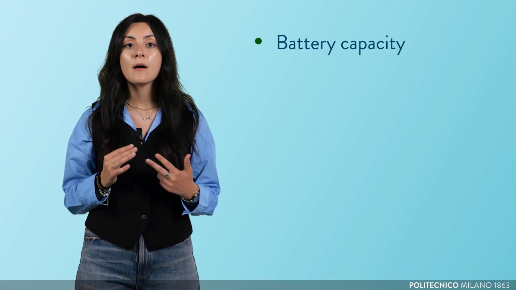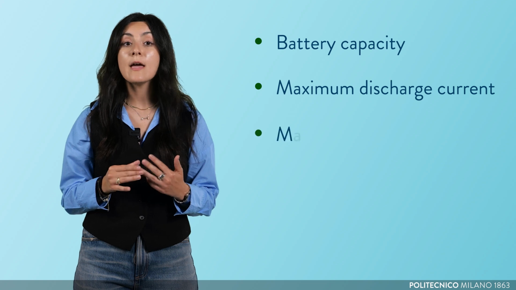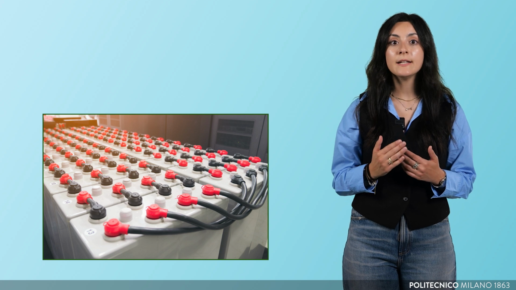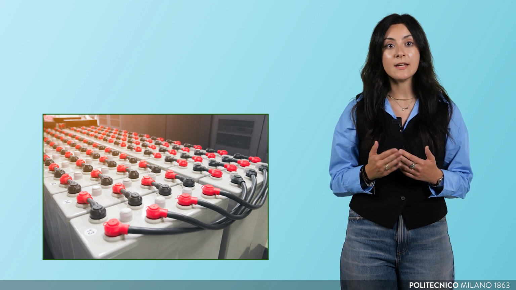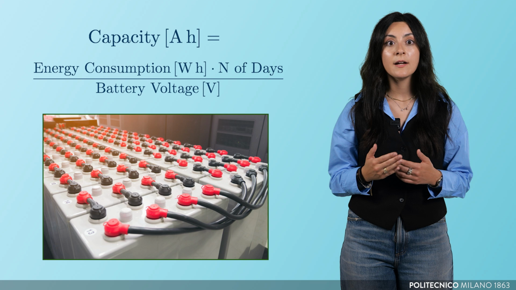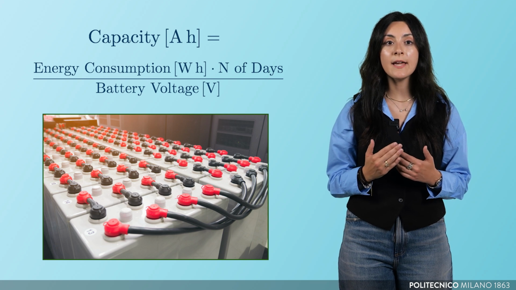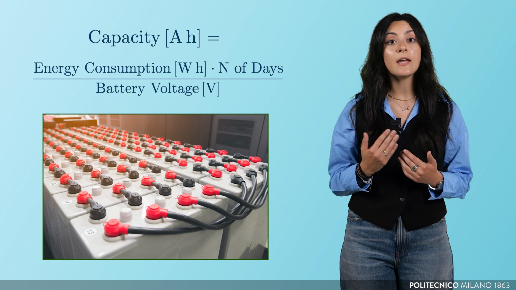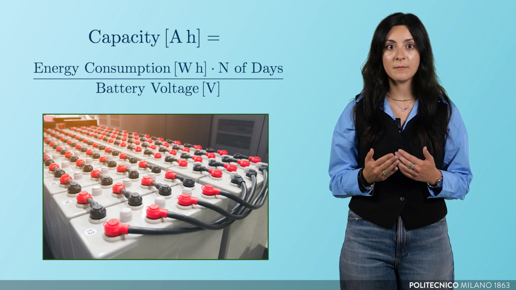These distinctions are important to calculate the three key parameters that identify the type of battery pack to be installed: battery capacity, maximum discharge current, and maximum charge current. The battery capacity can be calculated based on the overall power needed by the system and the expected days of autonomy. To this aim, the total expected consumption per day in kilowatt per hour is multiplied by a constant equivalent to the required days of autonomy.